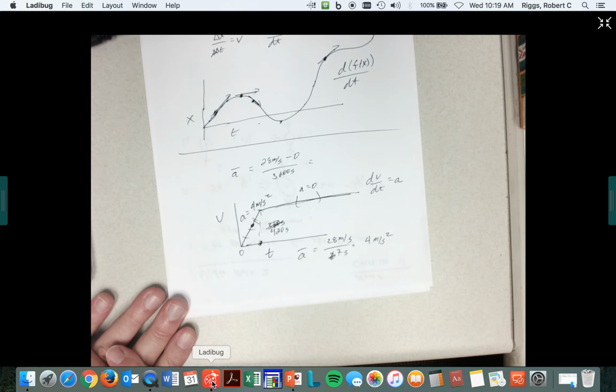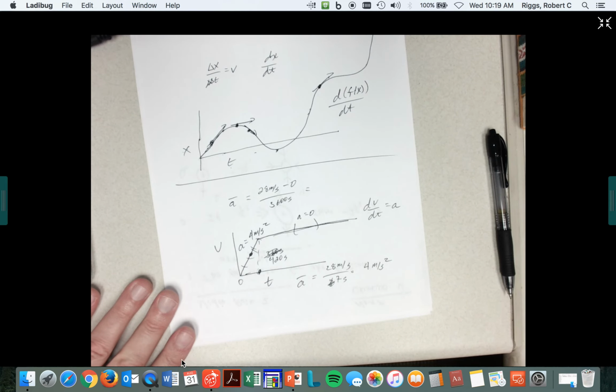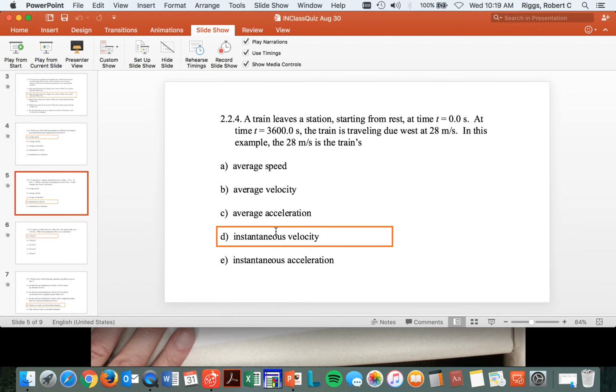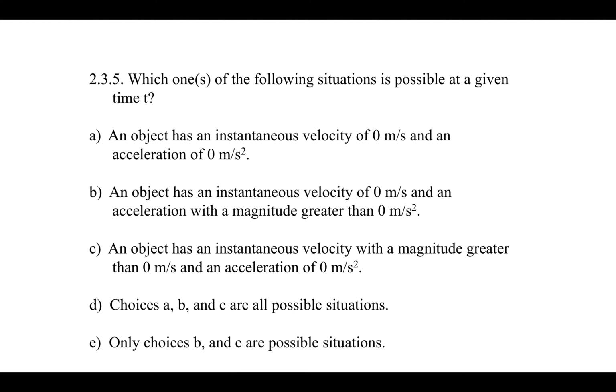All right, so there's a lot going on in these things. Let's go on to the next. Let's do the last couple where I embarrassed myself. So here we go. Okay. Now, a sports car starts from rest. After 10 seconds, the speed is 25. What is the magnitude of the car's acceleration? We knew that one. I just did that calculation.